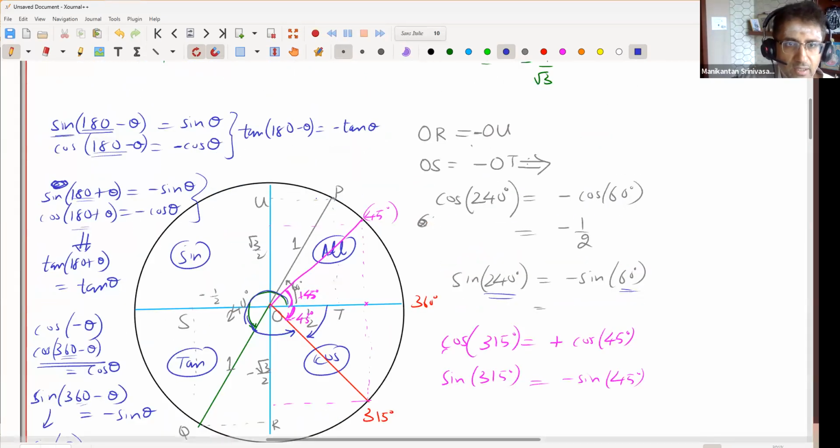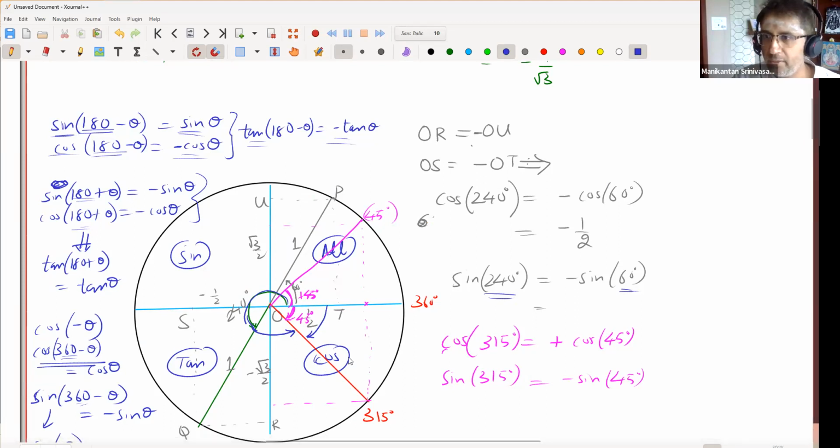As long as we are operating as 180 plus something or 180 minus something, sine will stay sine, cos will stay cos, and tan will stay tan. The only thing is you have to put a plus sign or a minus sign, and the figure will tell you. Initially, when you're practicing, you have to draw the figure explicitly. After a few attempts, you'll see it for yourself. You can just visualize and write down the plus or minus very quickly. Okay, so that's offset from 180.